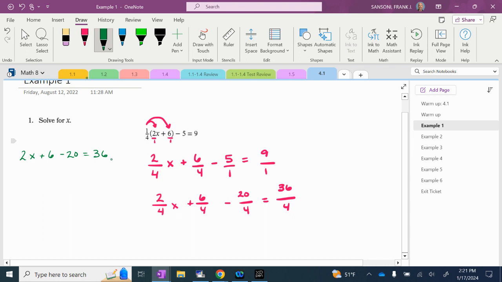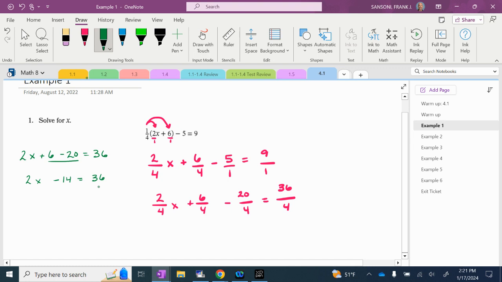So I have 2x plus 6 minus 20 equals 36. Notice it's the exact same problem right here, but since I had everything with the denominator of 4, I'm able to just delete it. It's the same answer. So I'm going to combine my like terms right here. So underline those two. Those are my like terms because they don't have an x with it. They're just constants. So I have 2x. And then what is 6 minus 20? Those are like terms. What's 6 minus 20? Negative 14. Equals 36.